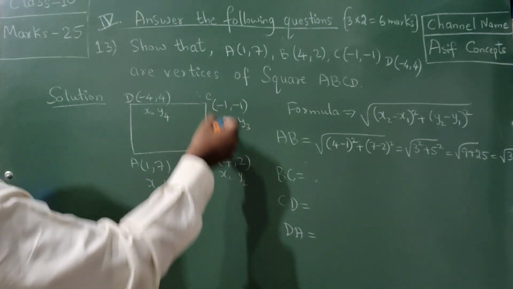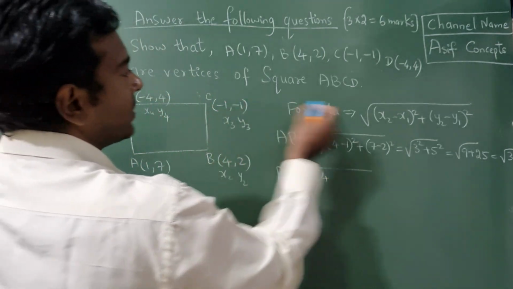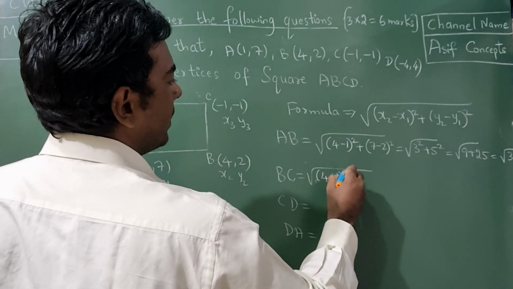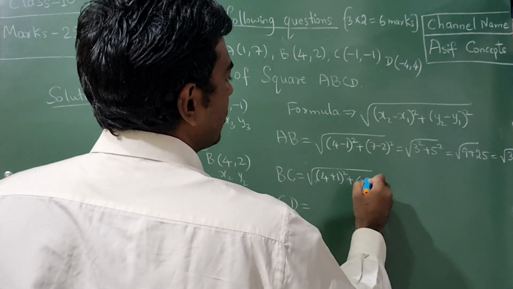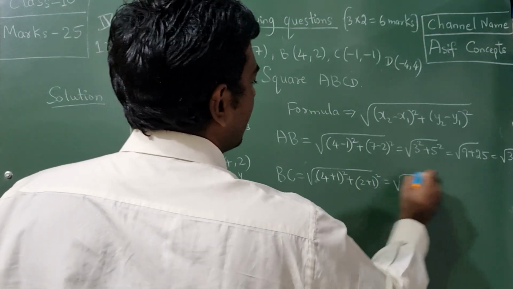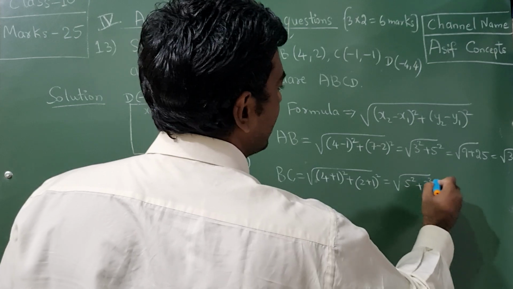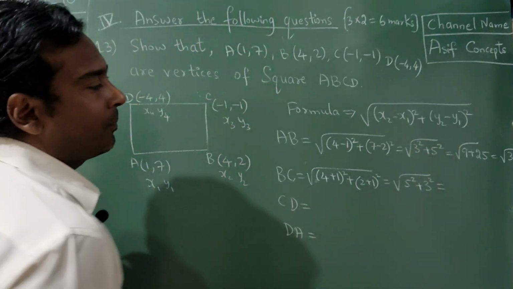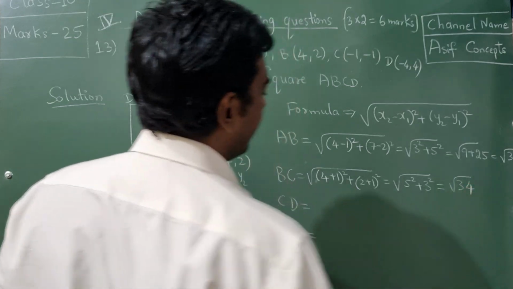Now next one is BC. So I can write 4, minus into minus is plus, so it is plus 1 square. Next, 2, this minus and this minus will become plus, so 2 plus 1 square. So 4 plus 1 is 5 square and 2 plus 1 is 3 square. Don't you think these two are the same? 25 plus 9 is again root 34.